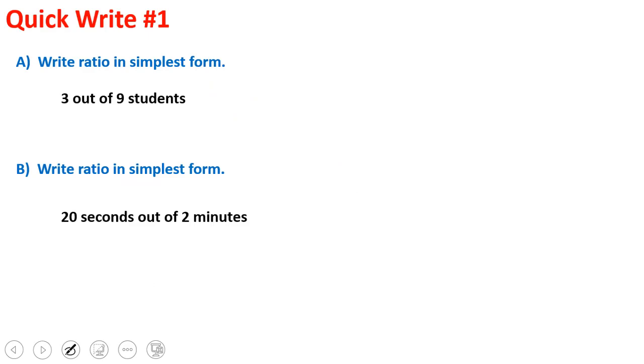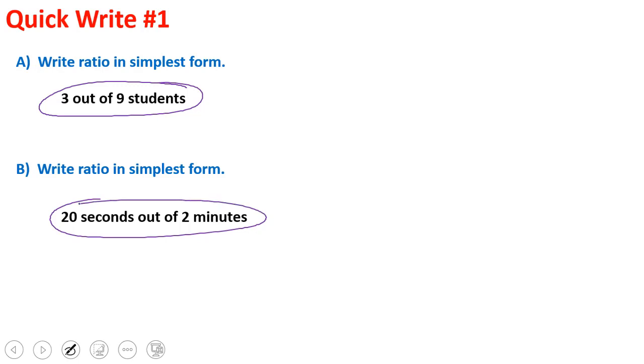Let's go to our quick write. Go ahead and write these down. You just need to write these right here, word for word, write them down, and then write the ratio. Please write the ratio in all 3 forms. All 3 forms for each one. Got it? Write them all in all 3 forms.